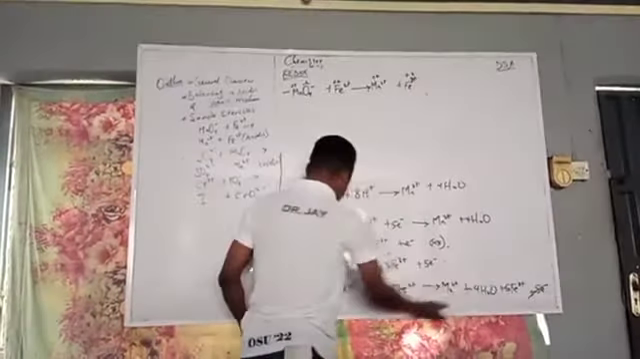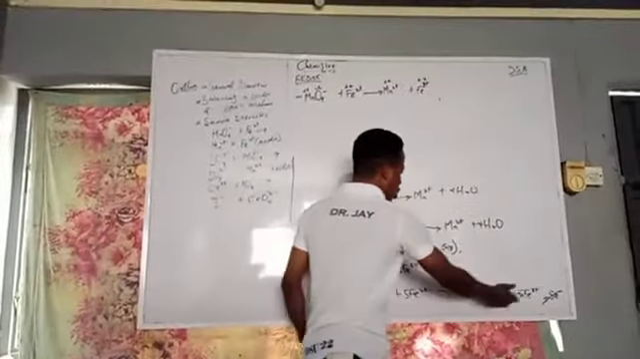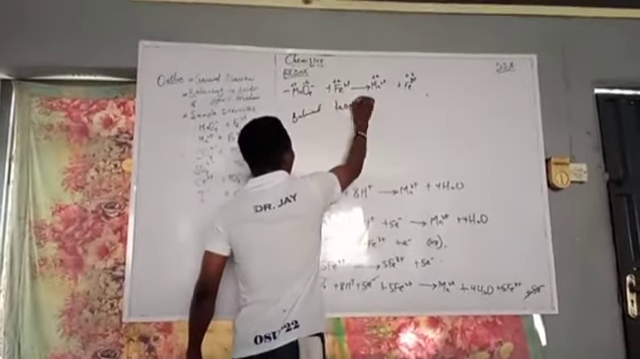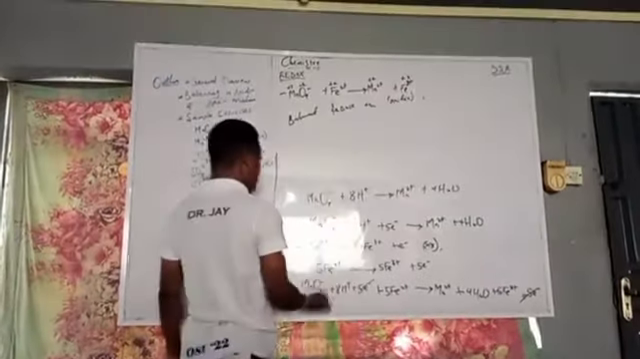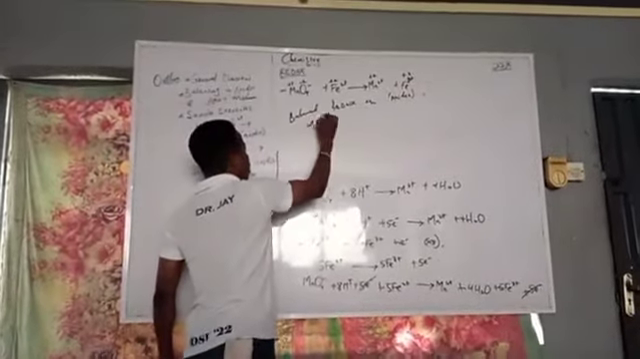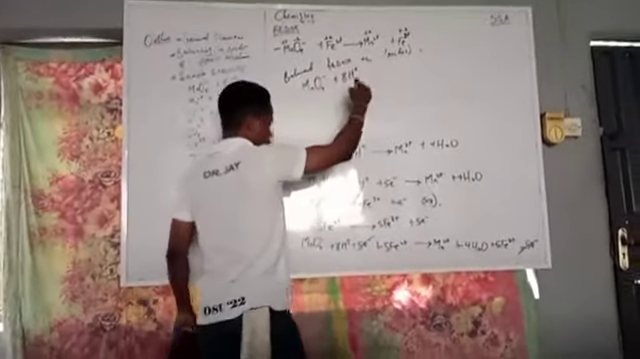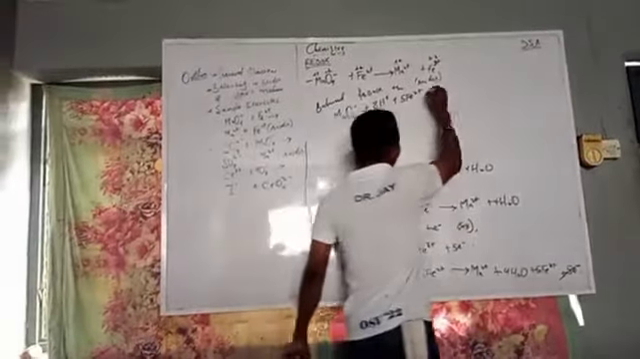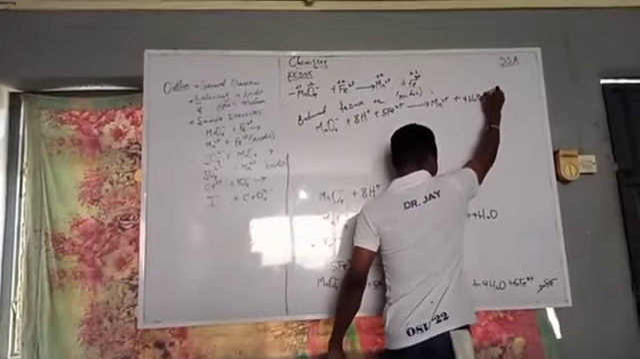MnO4 minus is not there. 8H plus, do you have anything here? No. 5Fe2 plus, no. So that means every spectator species has been cancelled out. So the balanced redox equation in acidic medium, as it applies, is now going to be what? MnO4 minus plus 8H plus plus 5Fe2 plus, giving us as products Mn2 plus, 4H2O plus 5Fe3 plus.